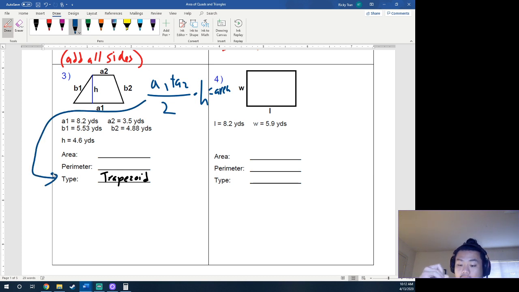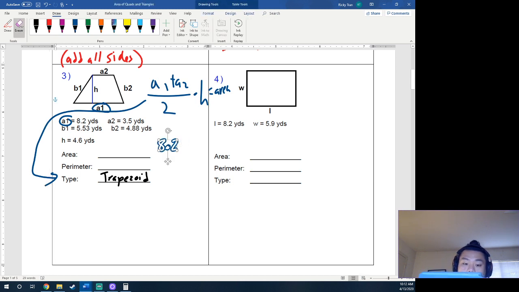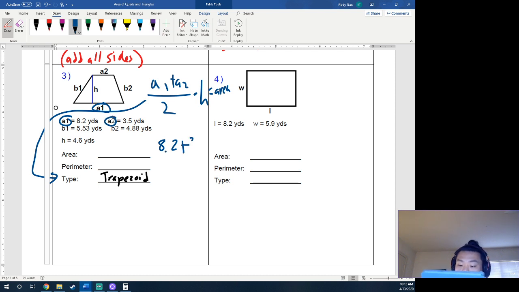This is the area of a trapezoid. Okay? So we're talking about the bases, the flat sides at the bottom and the flat side at the top, not the diagonal sides. Okay, not that side, that's not the base. So A1, which would be here or here, is 8.2, plus A2, which is 3.5. We take that and divide it by 2.